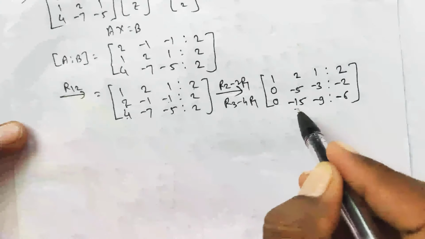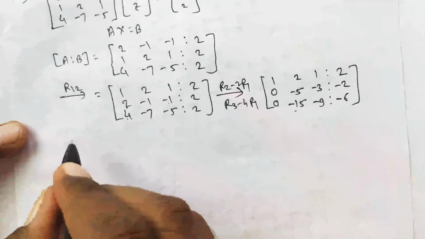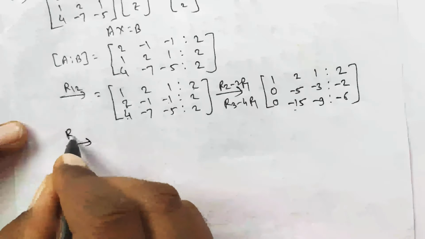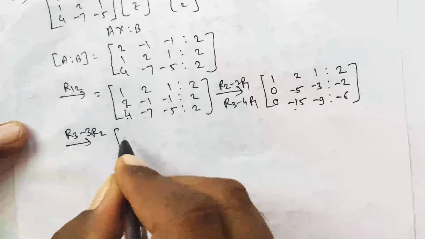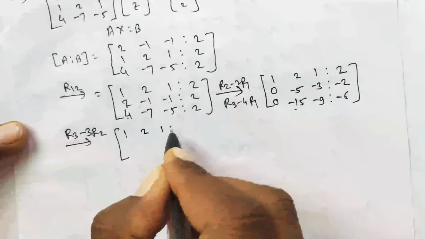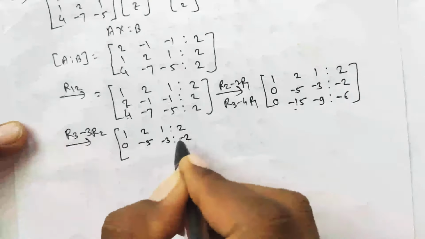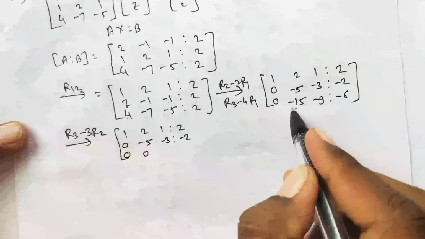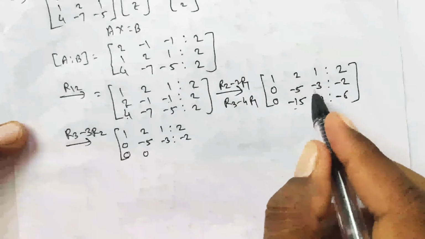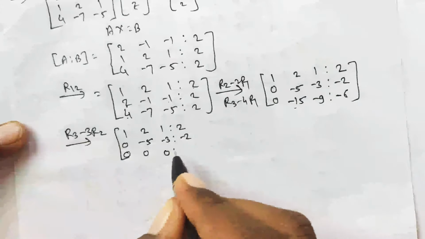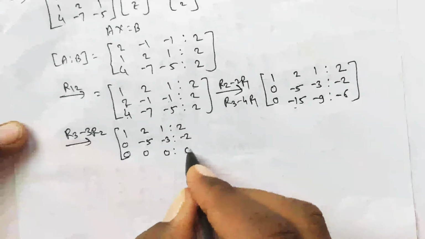So how do we make this minus 15 zero? If we multiply this minus 5 by 3, then we will get 15. So we use the next operation, R3 minus 3 times R2. Then this becomes 1, 2, 1, 2, 0, minus 5, minus 3, minus 2, 0, 0, minus 15 plus 3 into 5, that is 15, 0, minus 9 plus 3 into 3, that is 9, also 0, and here minus 6 plus 3 into 2, that is 6, this is also 0.